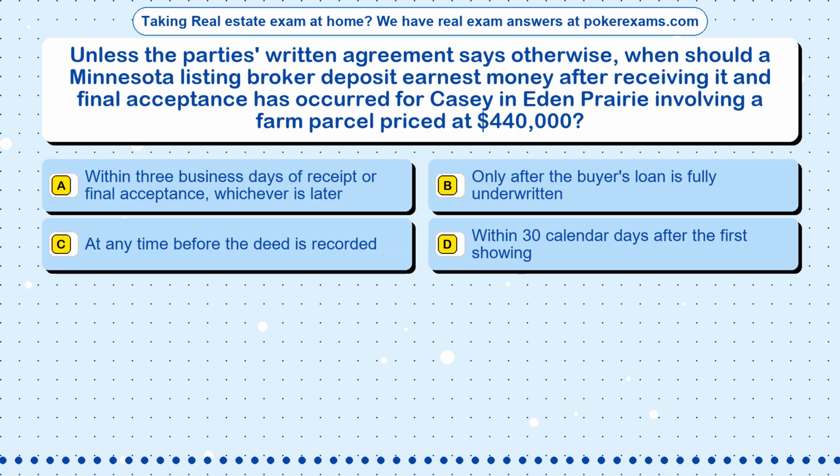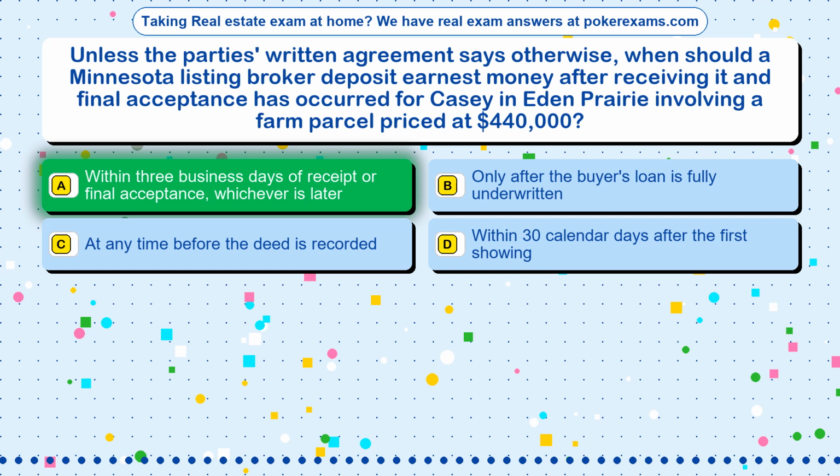Question 81. Unless the parties' written agreement says otherwise, when should a Minnesota listing broker deposit earnest money after receiving it and final acceptance has occurred for Casey and Eden Prairie involving a farm parcel priced at $440,000? Option A. Within 3 business days of receipt or final acceptance, whichever is later. Option B. Only after the buyer's loan is fully underwritten. Option C. At any time before the deed is recorded. Option D. Within 30 calendar days after the first showing.